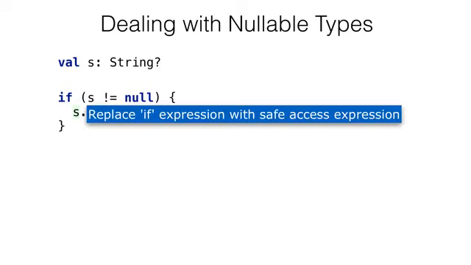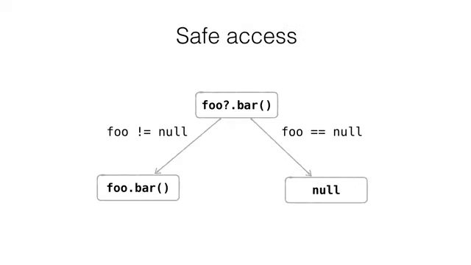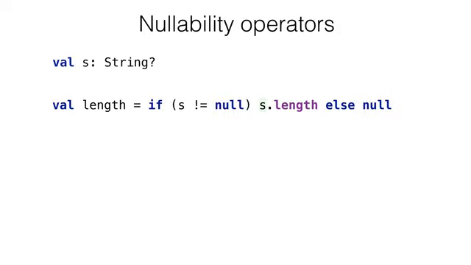You can replace the if expression with a so-called safe access expression, and it looks like a question mark and a dot. What it does is check whether the receiver is not null. If it's not null, then it calls its member and returns the result. Otherwise, it returns null as a result. So the other way to express that, when you assign the result of a safe access call to a variable, is the same as using this explicit if form.